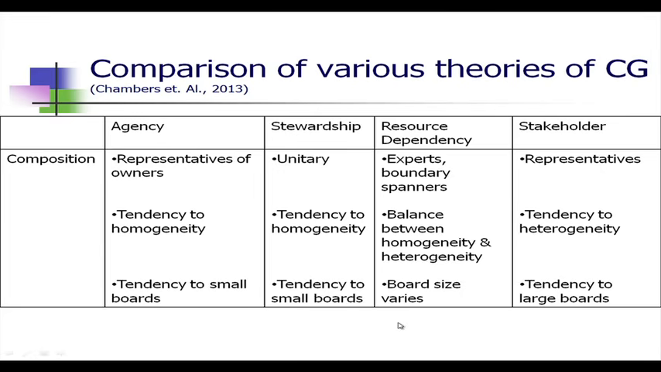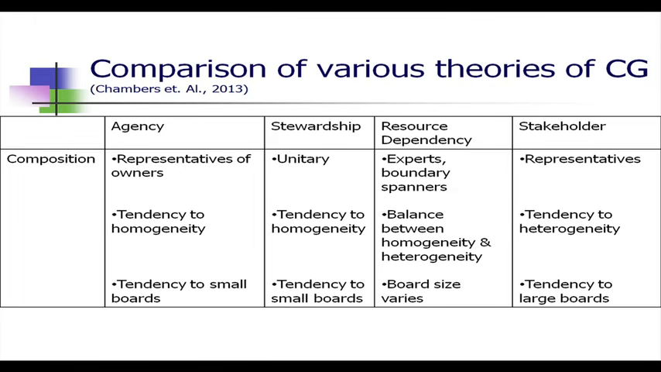As far as stewardship is concerned, the composition of the board of directors could be unitary. The tendency is again towards homogeneity because the interests are the same, or they need to be on the same level, and there is a tendency to again have smaller boards, so they can connect with the interests of the stakeholders.